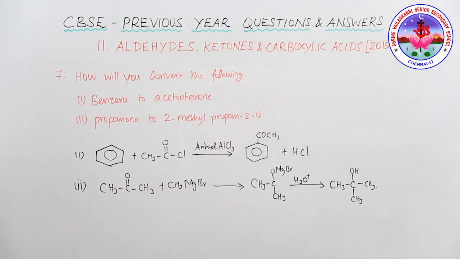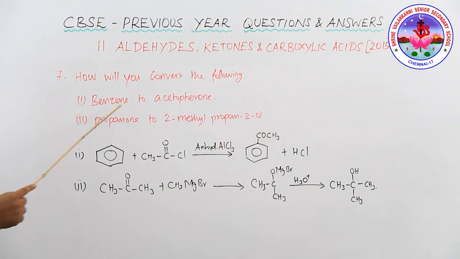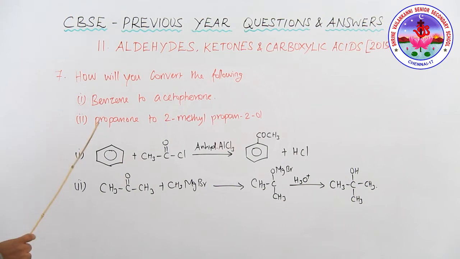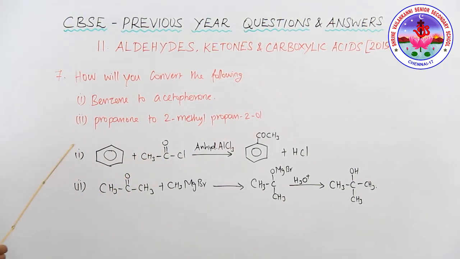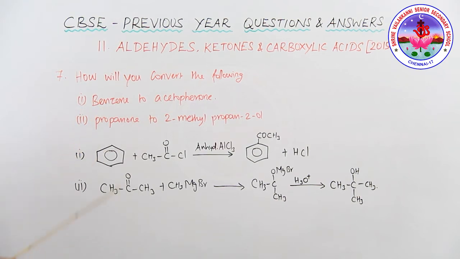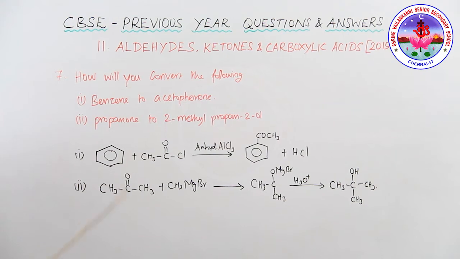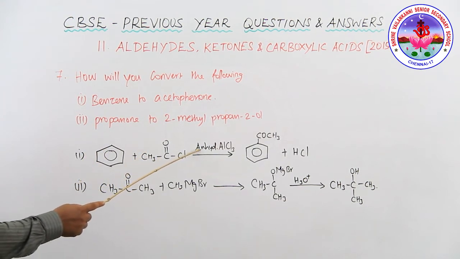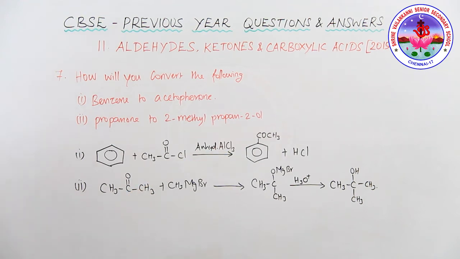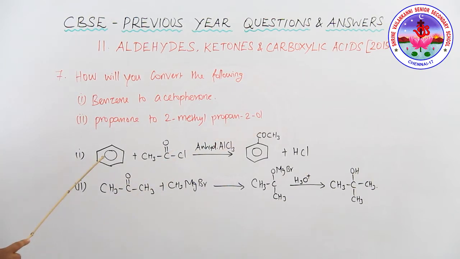So the next question is conversion. How will you convert the following? The questions are benzene to acetophenone, and propanone to 2-methylpropan-2-ol. The first question, benzene to acetophenone, undergoes the Friedel-Crafts reaction. So benzene reacts with acetyl chloride in the presence of anhydrous aluminium chloride, and you will get acetophenone and HCl. So that is benzene to acetophenone.